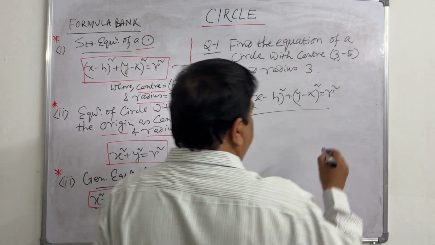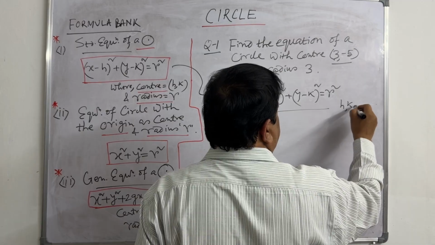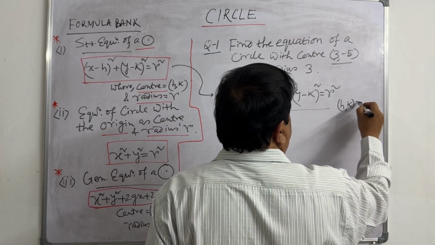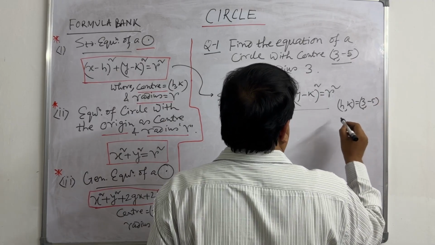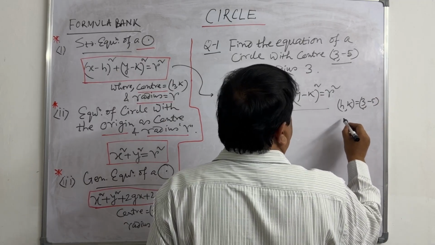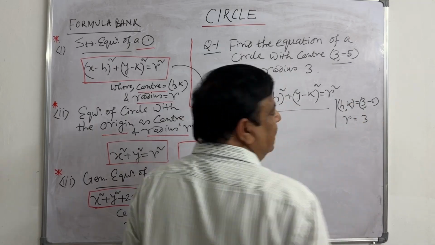Okay, you have already learned this. What is given here? This point is given. So say hk is equal to 3, -5 and radius is given as 3. Okay, so these are given.